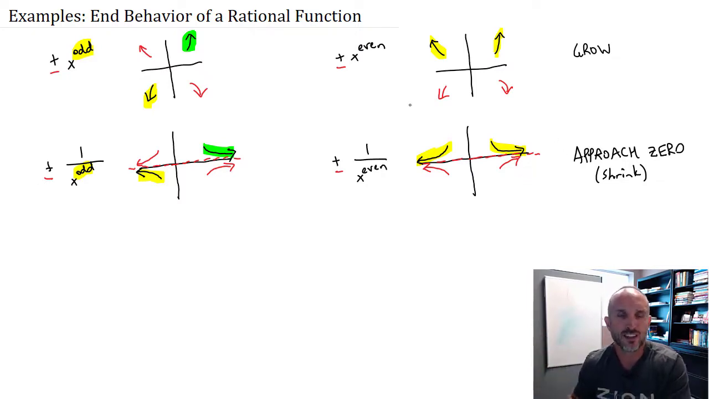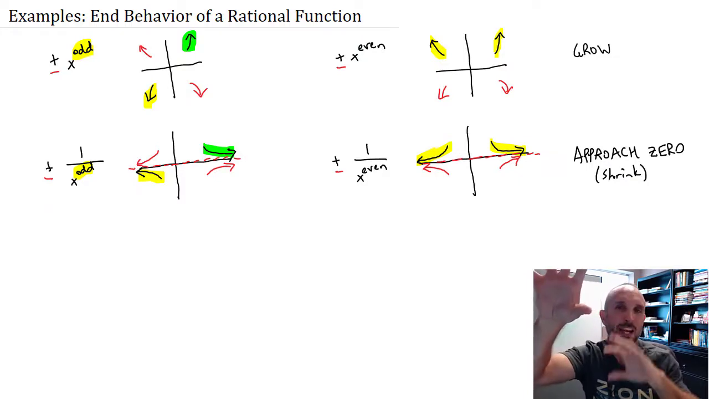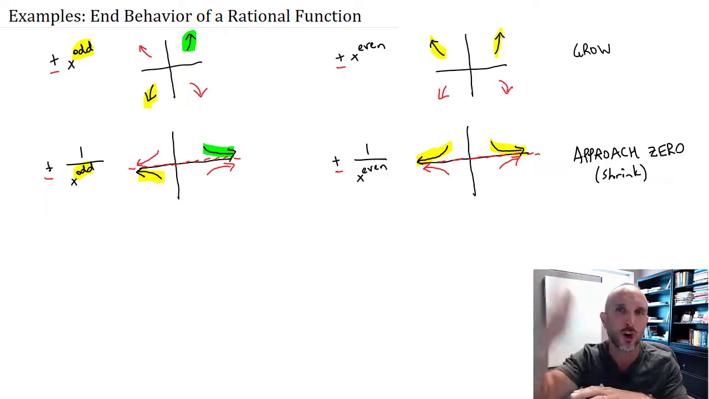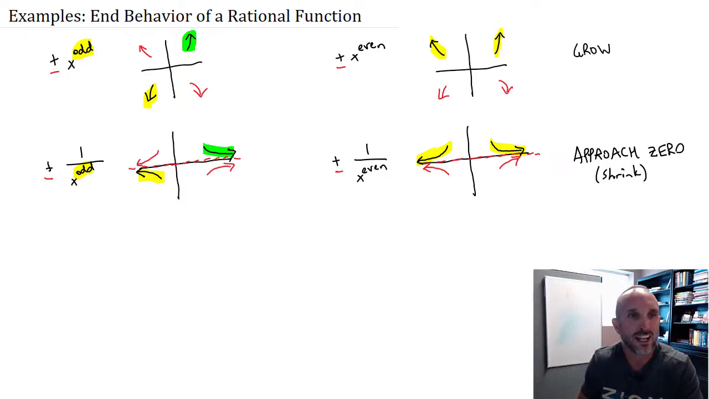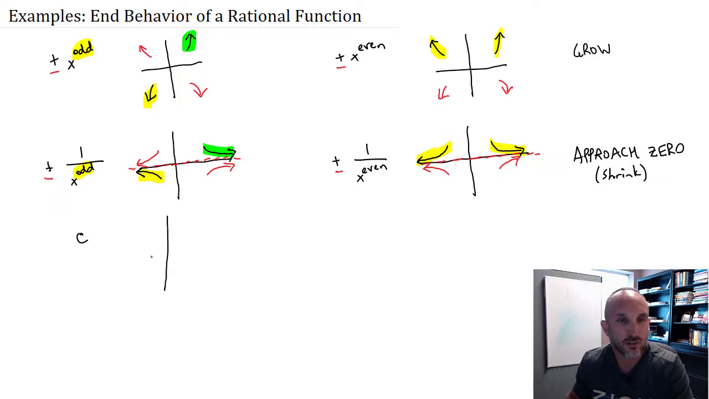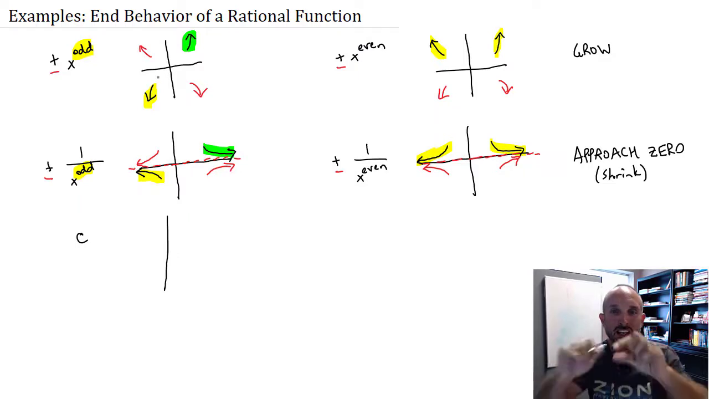Okay? So the last end behavior for rational functions is when all of the x's on top cancel with all of the x's on bottom and there are no more x's. When that happens, you simply get a constant, like c. And so whenever you graph a constant function, it's just a horizontal line, okay?